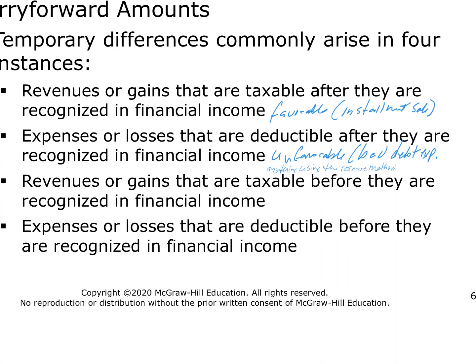Because lots of times there's a warranty reserve. Okay, what about revenues or gains that are taxable before? Okay, well, this is unfavorable, right? Because you're paying taxes up front. And so any kind of prepaid income.